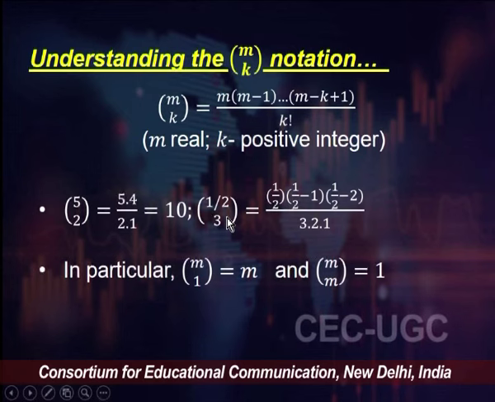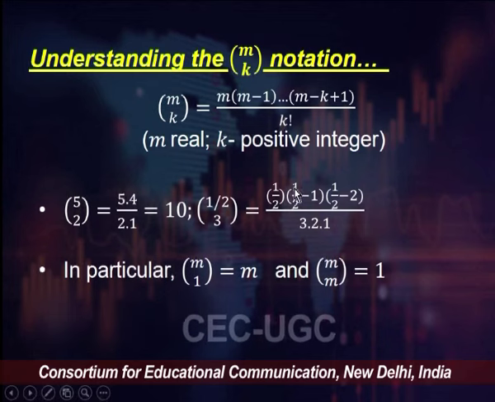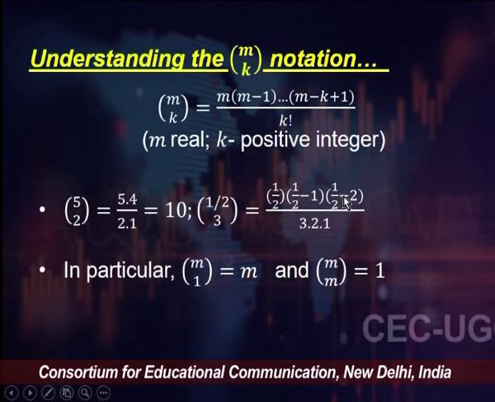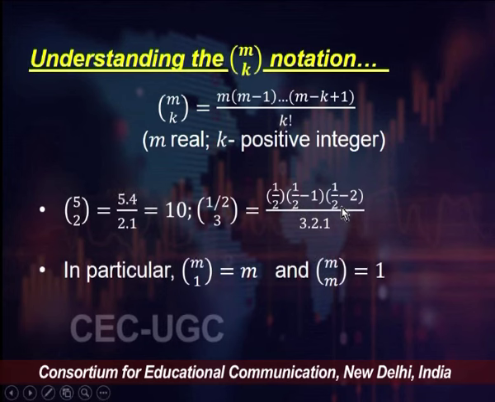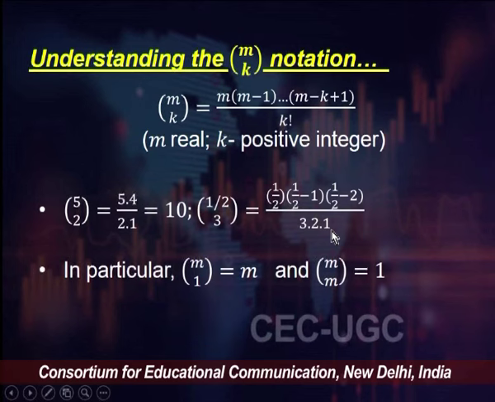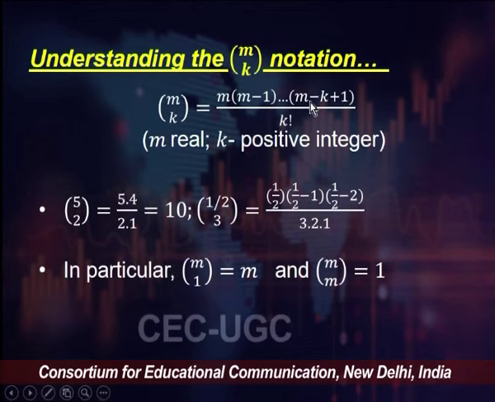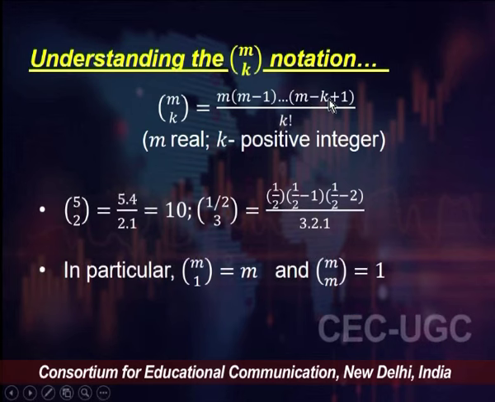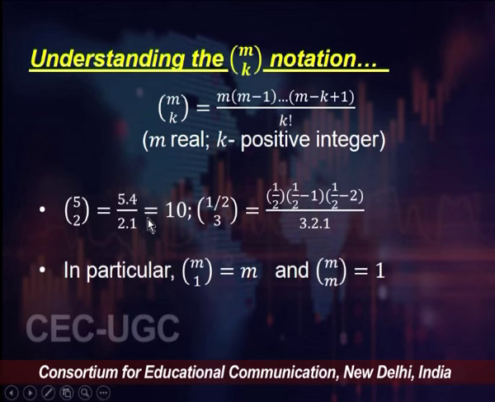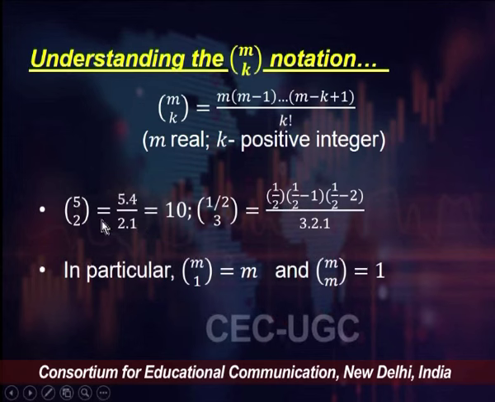Okay, similarly, if I were to ask you to calculate half C3, so how many factors would you have in the numerator? Exactly 3. You'll take 3 factors, which is to say you'll go down 2 units, so that you'll have in the numerator half times half minus 1 times half minus 2, and in the denominator you have 3 times 2 times 1. And why are we doing this? Because see, when your k was 2 and m was 5, so 5 minus 2 plus 1, which is 4. So your last term here is 4. But the easy way to remember it is that you have as many factors in the numerator as k.